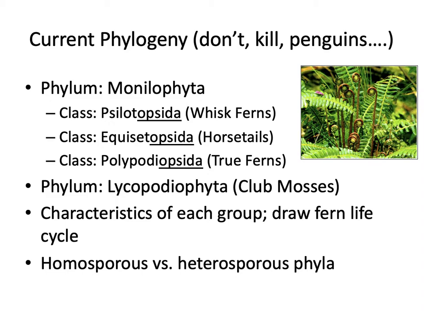So to update the phylogeny, remember we learned a way to memorize the levels of classification: Don't kill penguins, 'cause our family gets sad. So that helps us remember domain, kingdom, phylum, etc. So if we have phylum Monilophyta, we can break that down into the following classes. Class Psilotopsida, which is the whisk ferns.